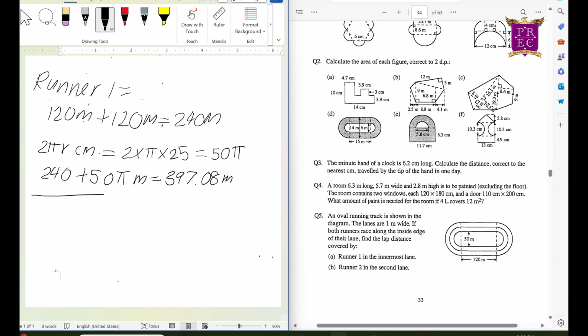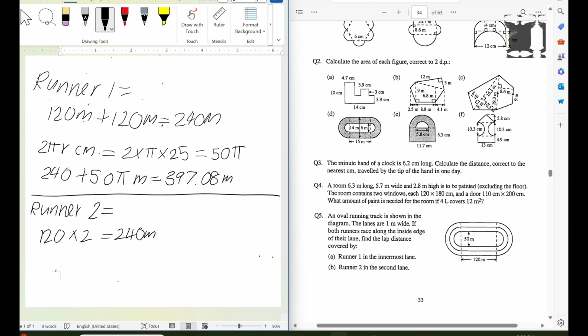All right, runner 2. Runner 2 runs the same horizontal distance, 120, 120, so we can just keep that. The only thing that differs is the half circle here. We know that the lanes are 1 meter wide. So this diameter becomes 52 instead, because 1 meter here and 1 meter here. If the diameter is 52, what's the radius?